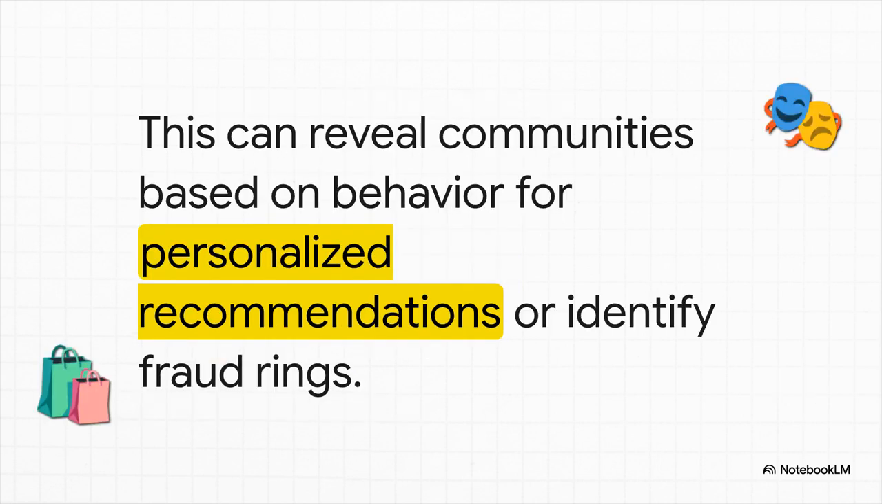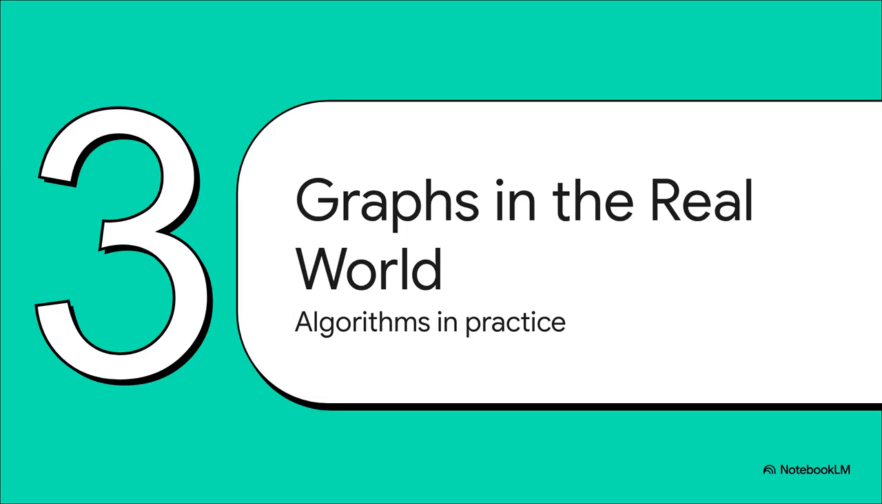This is the secret sauce behind so many recommendation engines. They find communities of customers who like and buy similar things. It's also how social networks find those organic friend groups to suggest to you. And on the flip side, it's also how investigators can uncover hidden fraud rings, finding criminals who are all working together. Okay, so we've covered the theory.